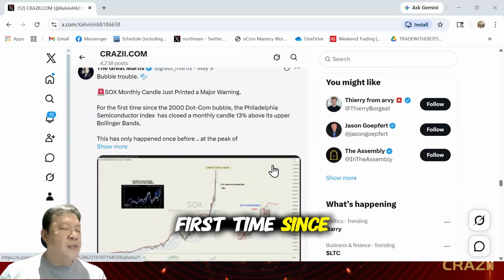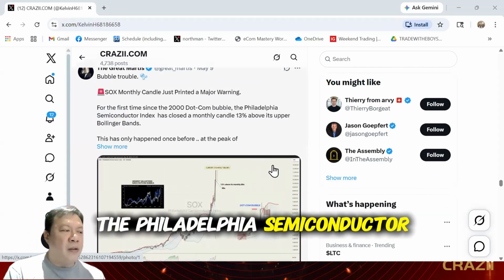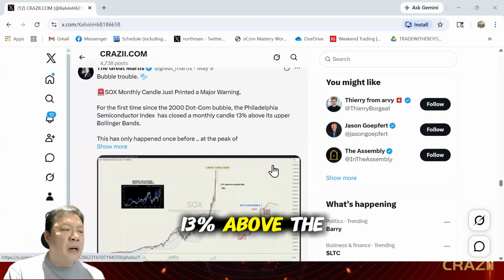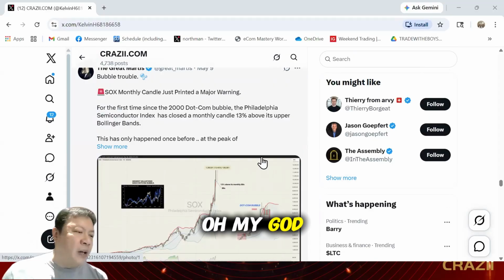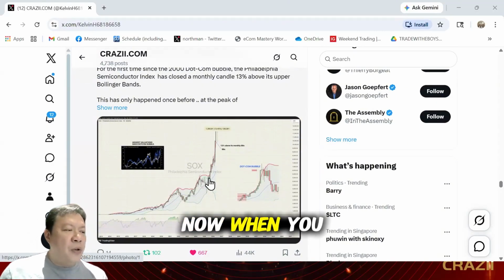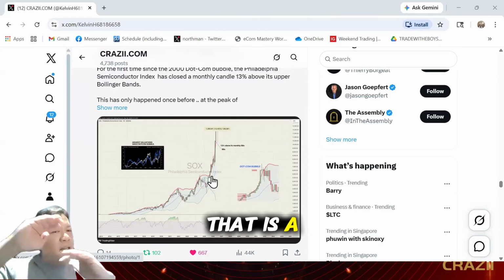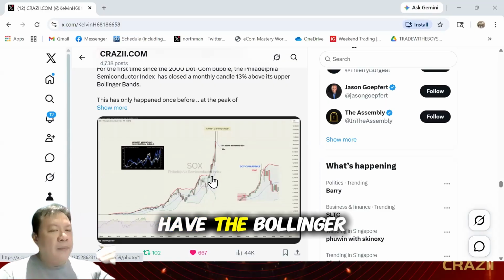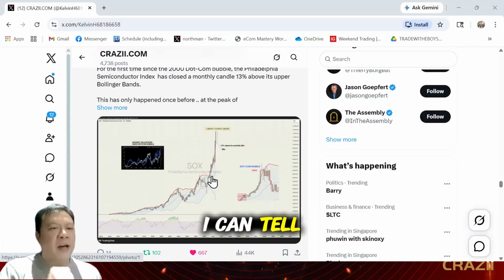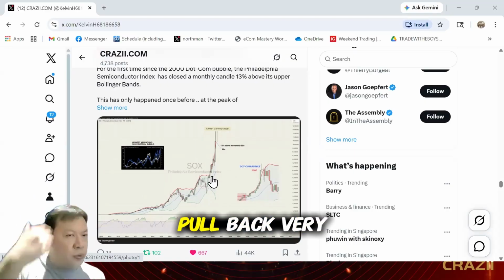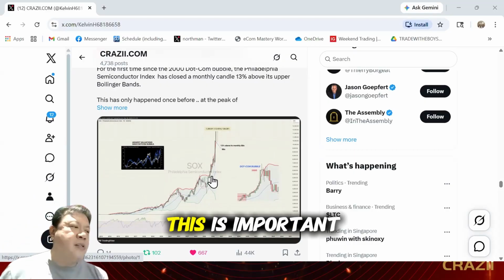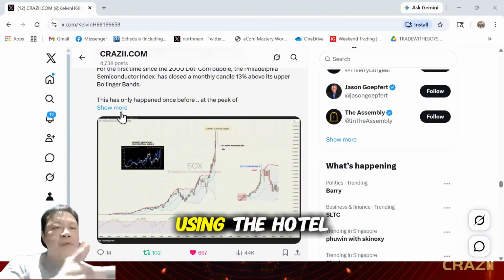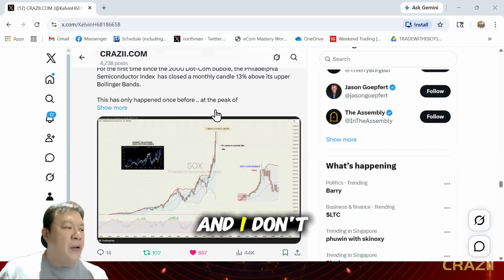This is the first time since the dot-com crisis that the Philadelphia Semiconductor Index has closed a monthly candle 13% above the upper Bollinger Band. Oh my God. Now, this is crazy. When you have a Bollinger Band, usually you know that it's the tracking of the price range. But when you have the price breaking through the roof of the Bollinger Band, I can tell you the norm is the market will pull back very fast. So remember this. This is important. Now, there's a lot of detail inside there, but if I click on it, I won't be able to show you because I'm using the hotel Wi-Fi. I don't think it will work, and I don't take the risk.